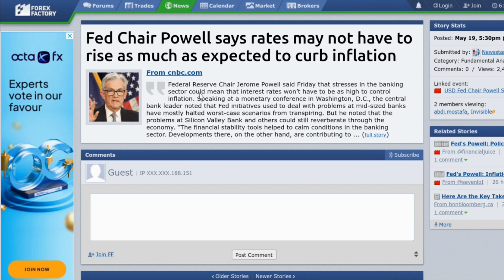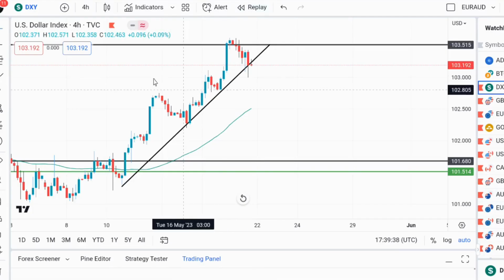It means that this speech is a dovish speech, which states that they don't need to hike the interest rate, and if they don't hike it, they are either going to hold it stable or cut it. He noted that the federal initiatives used to deal with the problems at mid-sized banks have mostly averted the worst-case scenario, but he still noted that the problems at Silicon Valley Bank and others could still reverberate through the economy. The financial stability tools help to calm conditions in the banking sector. On the other hand, we can't read the full story. So this speech is a dovish speech, and it had a major impact on the market last week.